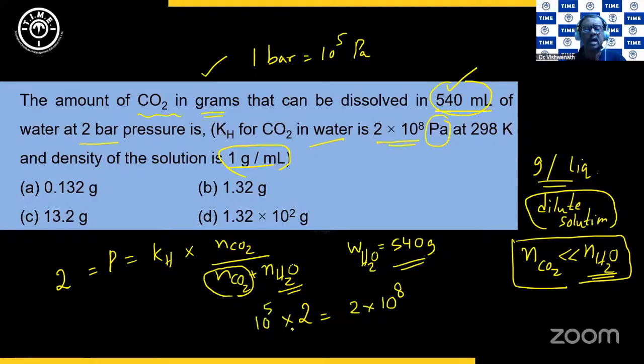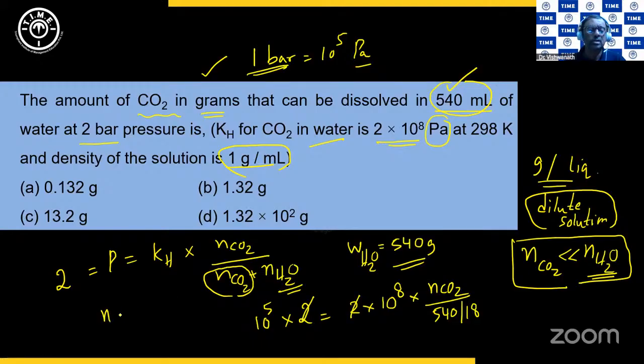So on the left hand side, I have got pascals. What was the number of bars? 2 bars. So 2 into 10 power 5 pascals. Right hand side is also pascal into number of moles of CO2 by number of moles of water. How to get the number of moles of water? Weight by molecular weight, right? What is the weight? 540. What is the molecular weight of water? 18, right? This 2 and 2 will cancel out.